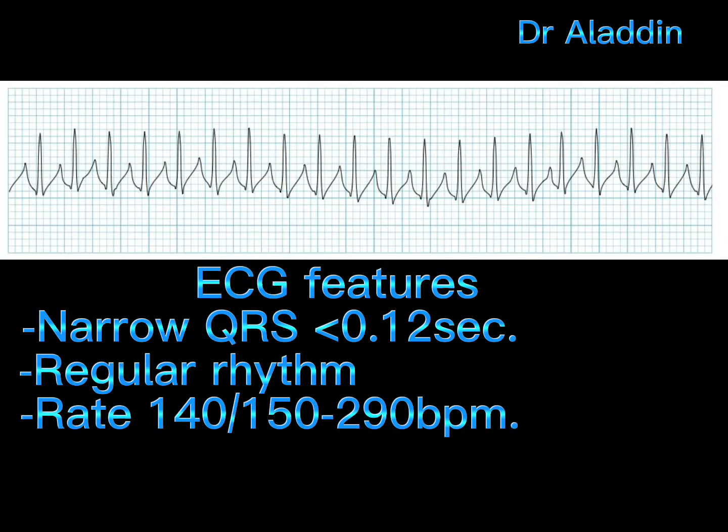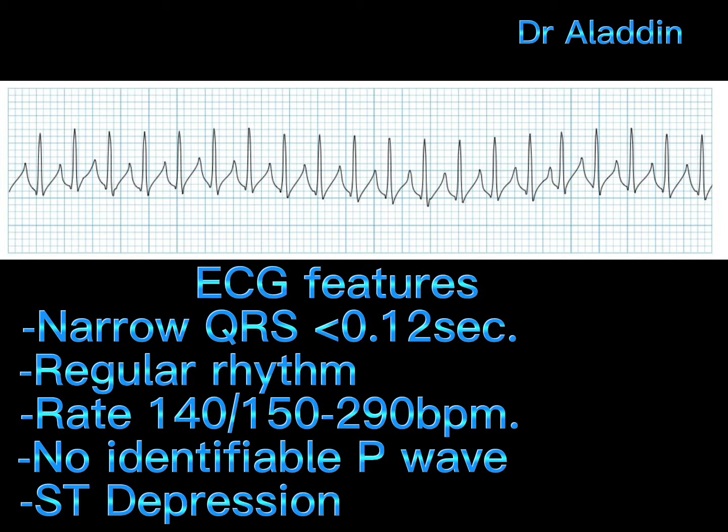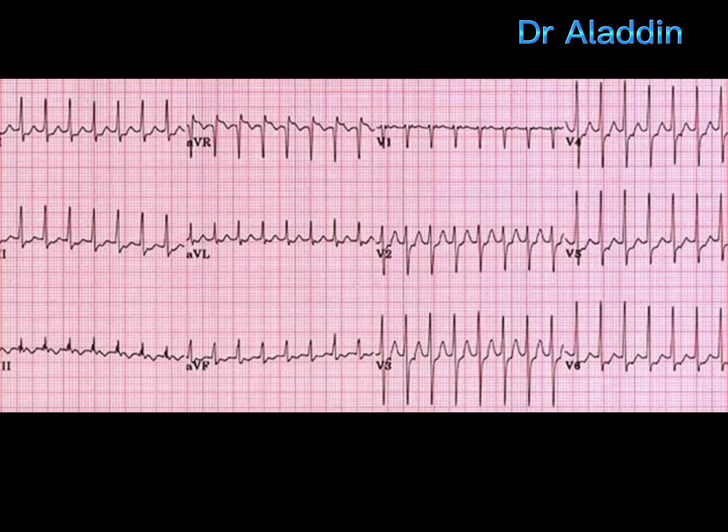Usually the P wave is absent or not identifiable, and buried within the QRS complexes, or may be visible retrograde. ST segment depression may also be seen. SVT may also cause a broad complex tachycardia if the patient also has a bundle branch block. So let's check this example.